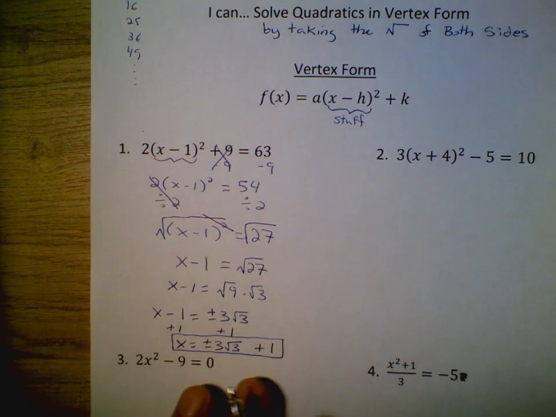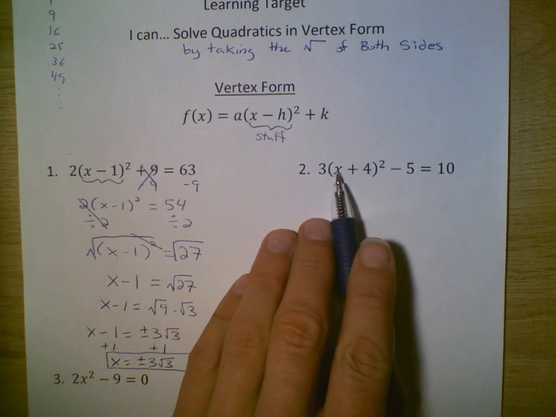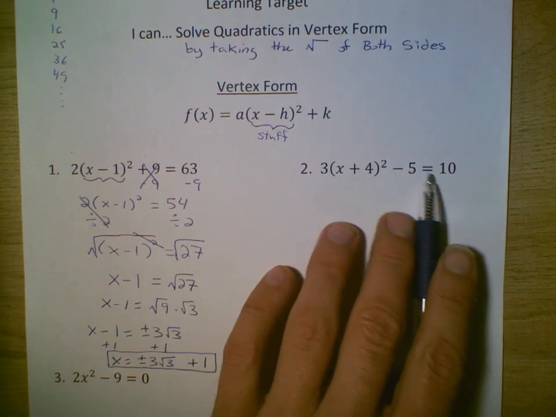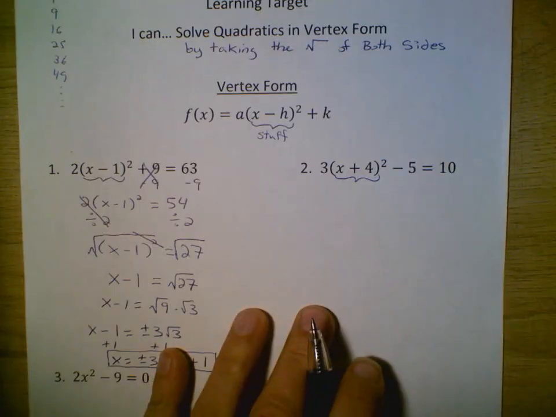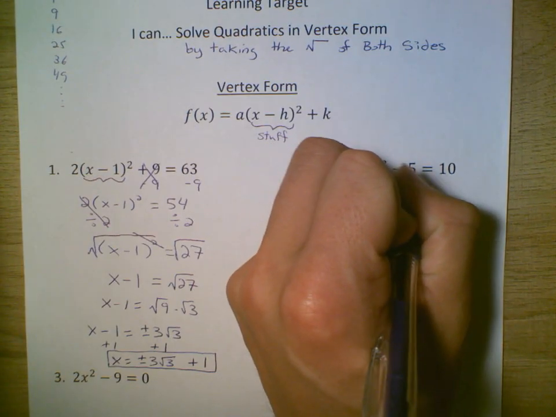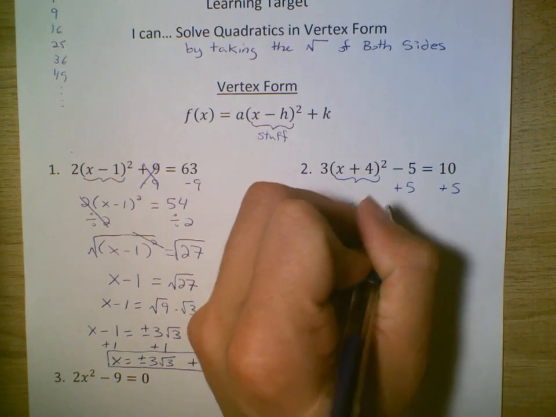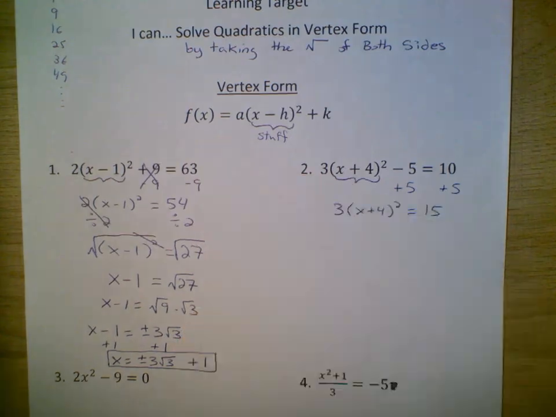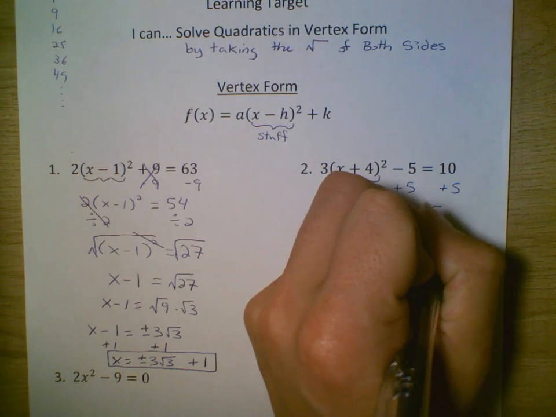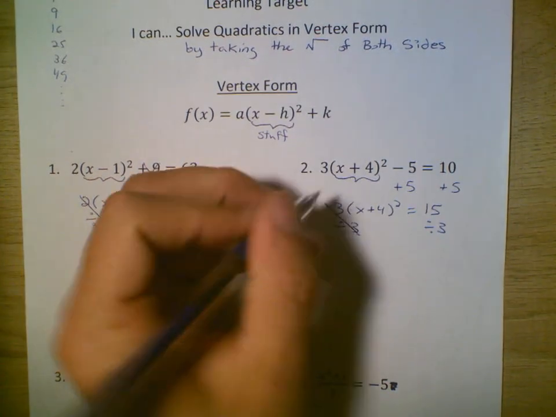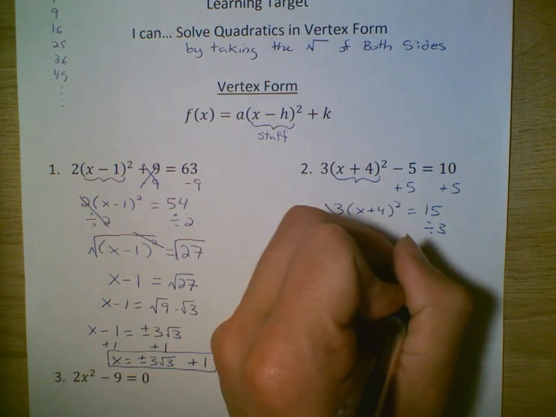All right, let's look at another example. So if I look at number 2, I have 3 times the quantity x plus 4 squared minus 5 equals 10. And once again, I want to get whatever's being squared by itself. So I would start by adding 5 to both sides. That's going to give me 3 times x plus 4 squared equals 15. And then I'm going to divide by 3. The 3's will cancel. I'll be left with x plus 4 squared equals 15 divided by 3, which is 5.